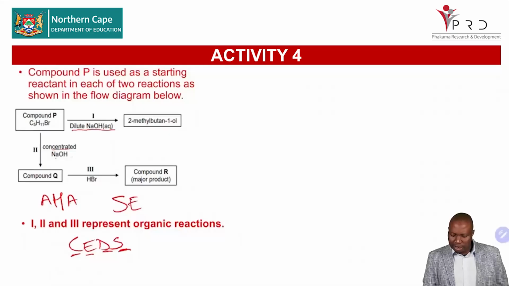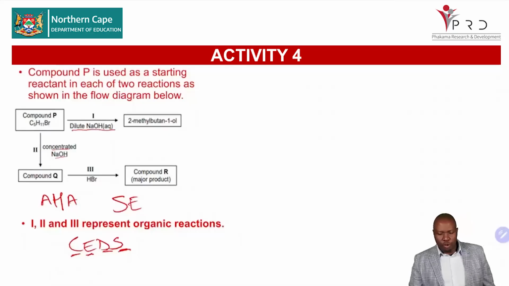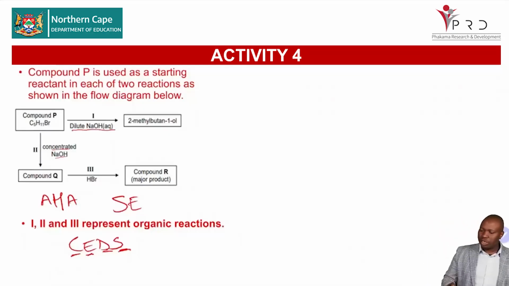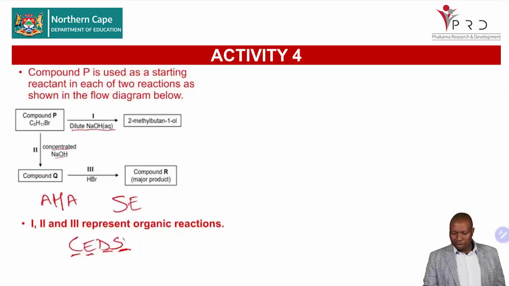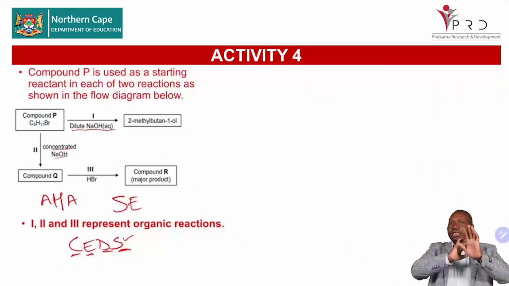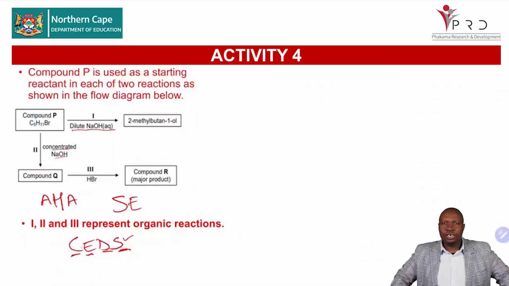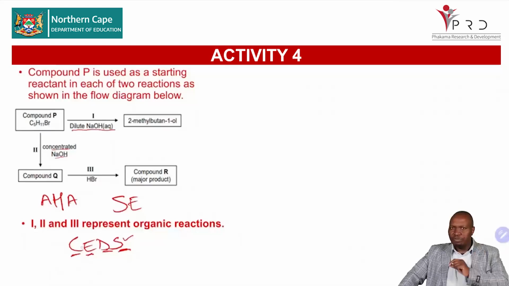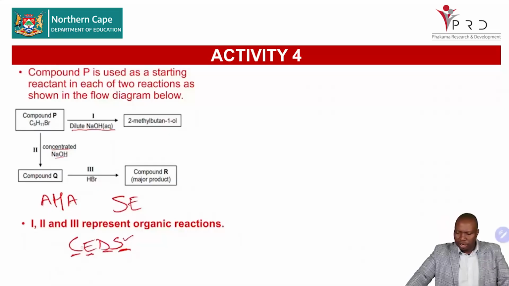This one is concentrated sodium hydroxide. This must be elimination. So already you know reaction 1 and reaction 2. Reaction 1, because it's dilute, is substitution. Reaction 2, because it's concentrated, is elimination. If you have knowledge of all the reaction conditions, I'm telling you, it will be very easy for you to spot these reactions and to be able to answer the questions. We had a haloalkane forming an alcohol.